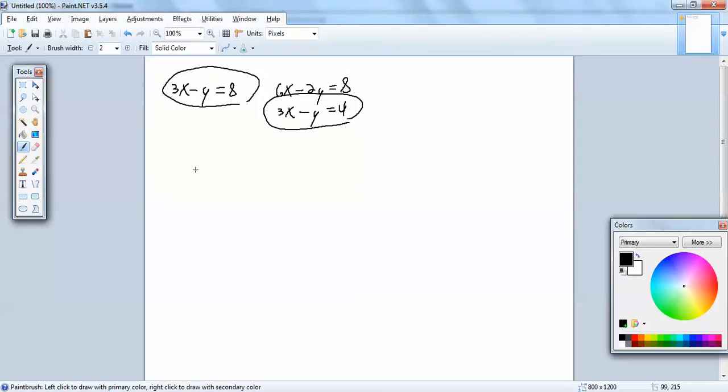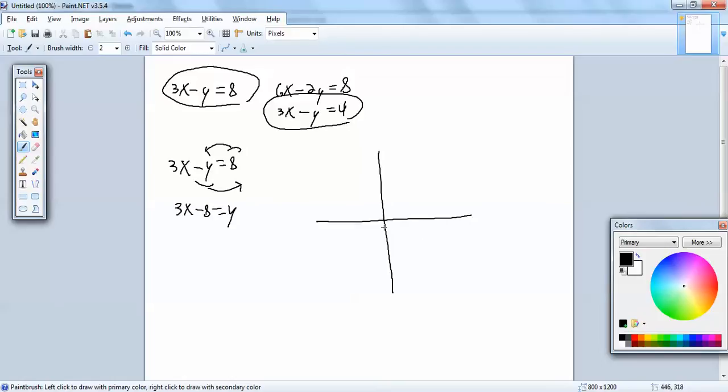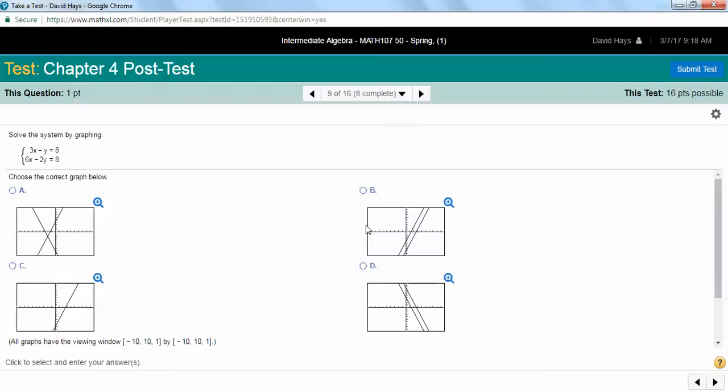Well, if we graph this, if I start with 3x minus y is equal to 8. If I take the negative y over and take the 8 over here, we get 3x minus 8 is equal to y. Now to graph this line, we go down to our y-intercept, which is negative 8. And our slope is whatever number's in front of our x, which is 3. If I write it in fraction form, that would be 3 over 1. That means we're going to go up 3, right 1. And assuming I could draw a straight line, that would be that graph there, which obviously is B.